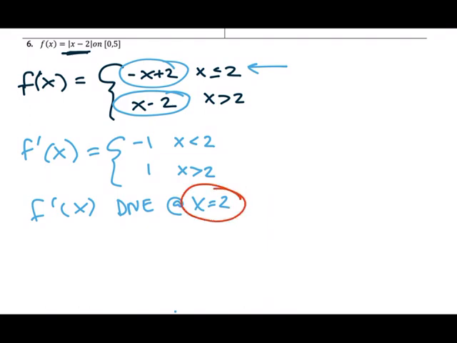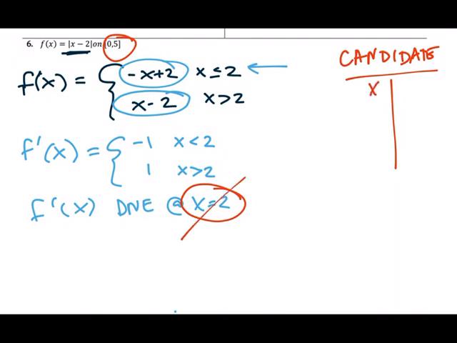It means that this is a candidate, and so are 0 and 5. Now, if there was an or equal to sign here, or if we didn't have a critical value, then our candidates would just be the 2 endpoints, and that's fine. So if we didn't have an issue here with 2, then my candidates would just be 0 and 5, and that's fine. So 0, 2, and 5.